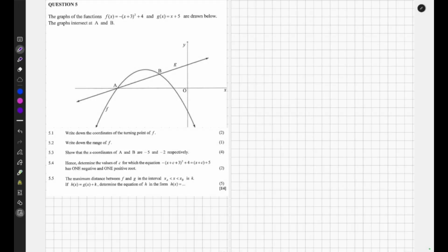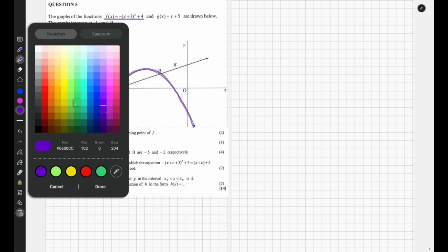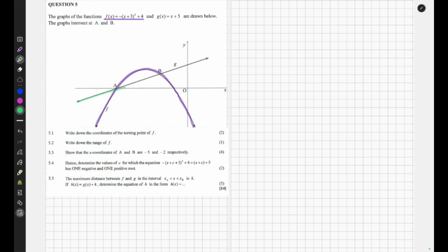Question 5. So now we have a parabola and a straight line. The first thing I would do, I haven't even read the questions, but I would immediately highlight the things that go together. So this equation goes with this parabola, and then I'll take another color, let's say green, and the straight line would go with the g(x) formula.